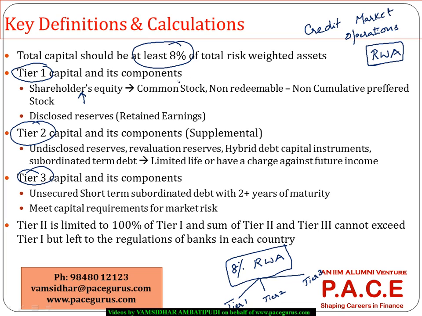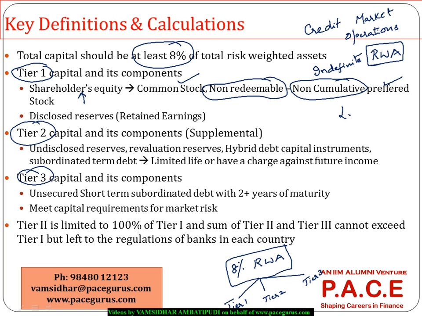It could be in the form of common stock or preferred stock. But that preferred stock should be non-redeemable, meaning it is for an indefinite period, and non-cumulative. In case the dividends are not paid on it in a particular year, they are not carried forward to the next year.